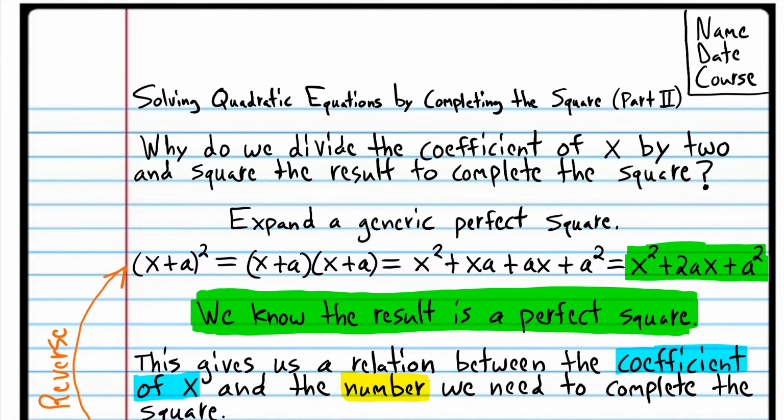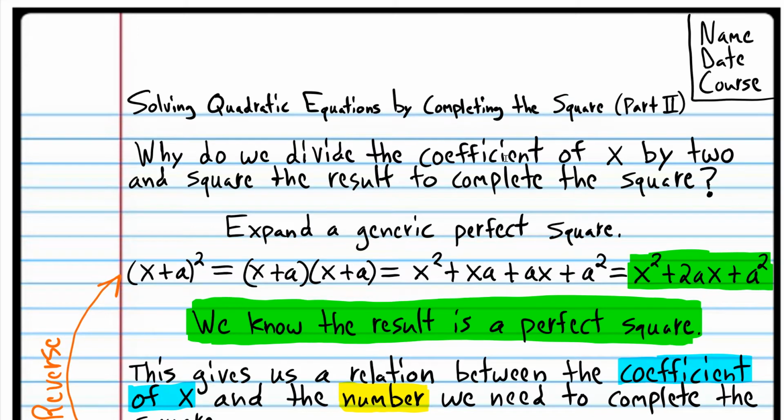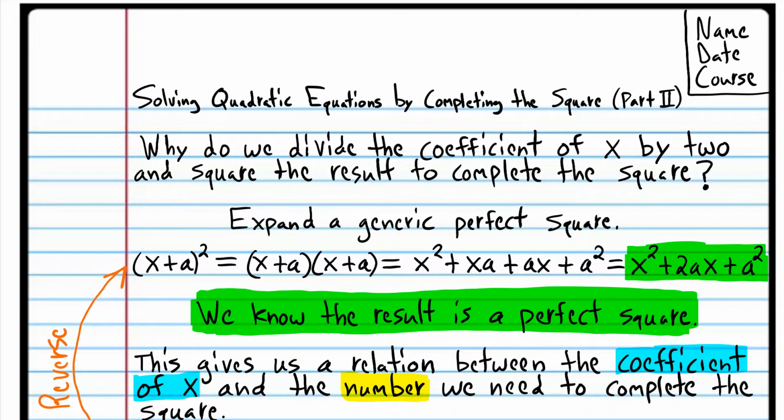Now in the previous class we learned how to solve quadratic equations by completing the square, but the problems were pretty easy because we didn't really need to use this method. We could have actually used the factor method to solve those equations. And the reason that we started with those problems is that the arithmetic was pretty easy to deal with.